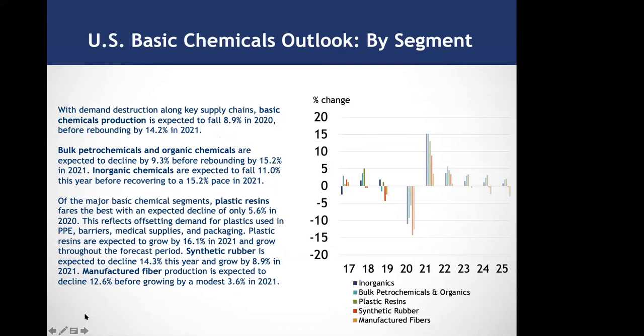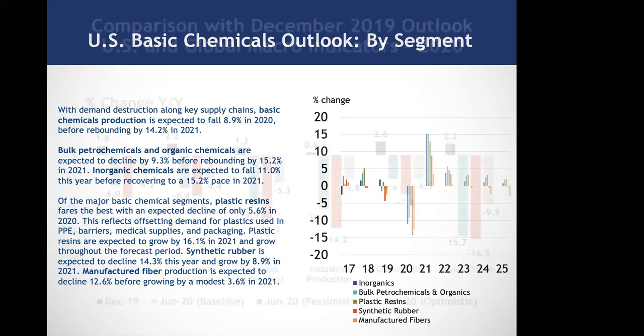And then, basic chemicals. Within basic chemicals, significant declines in bulk petrochemicals and organics this year. Synthetic rubber, for example, is going to decline because we had that loss of production. Most rubber goes into tires, which is related to OEM purchases. Fibers are going to decline. What's held up the best is plastic resins, and that's expected. It's going to decline this year, but not as much as the others, largely because of the role that these materials play in fighting the coronavirus. And next year we expect some strong gains in recovery.